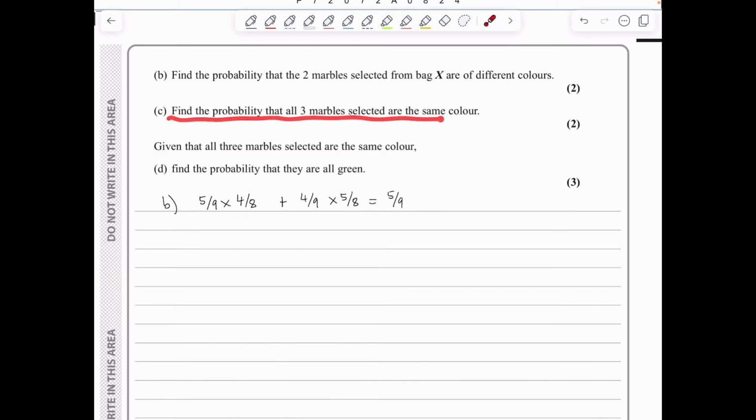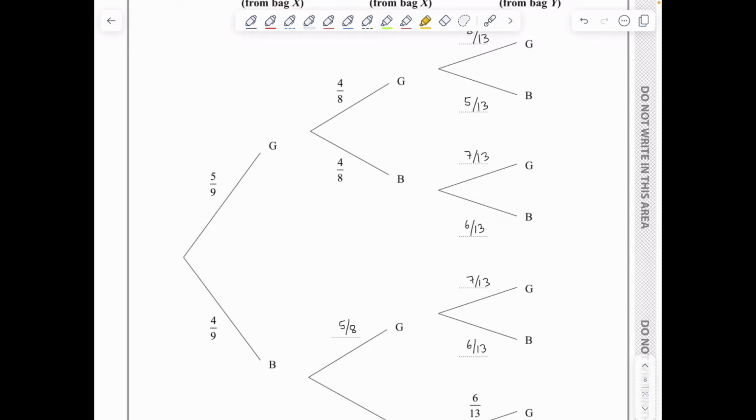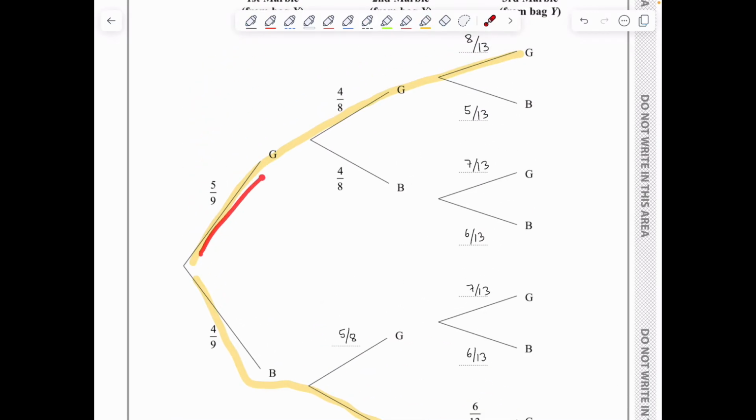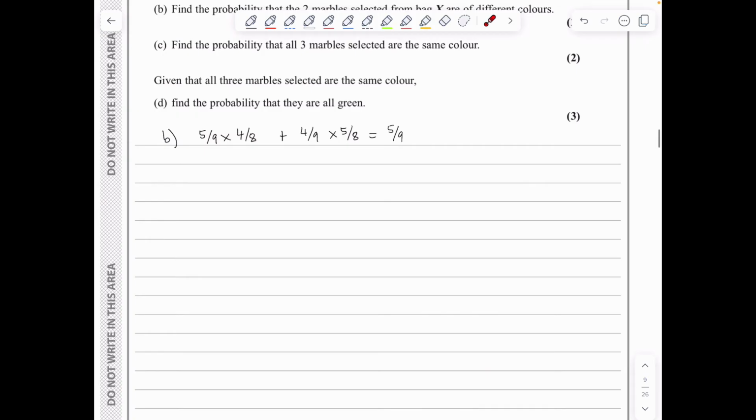In part C, we need to find the probability that all 3 marbles selected are of the same color. So once more, if we go back to our tree diagram, we are looking at the green, green, green scenario or the blue, blue, blue scenario. So I'm just gonna multiply the 3 probabilities together, these 3 together, and then add them up, which means that we should be doing 5 over 9 times 4 over 8 times 8 over 13 plus the 4 over 9 times 3 over 8 times 7 over 13, and this gives an answer of 61 over 234.